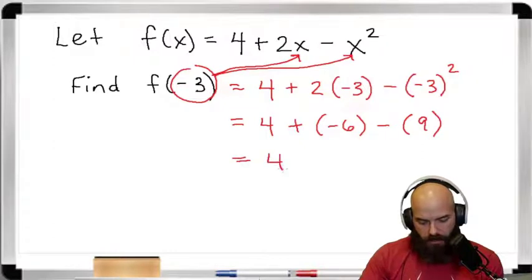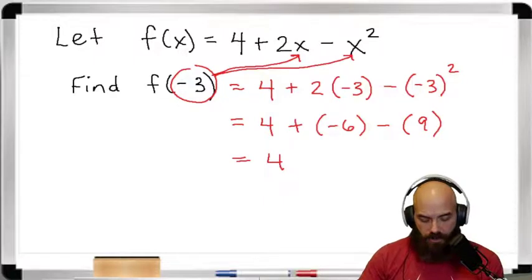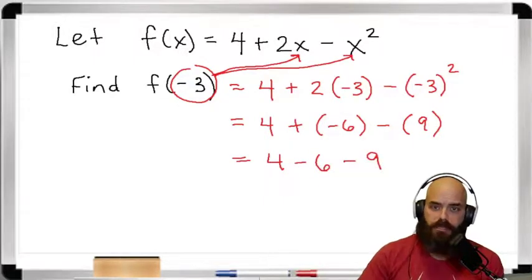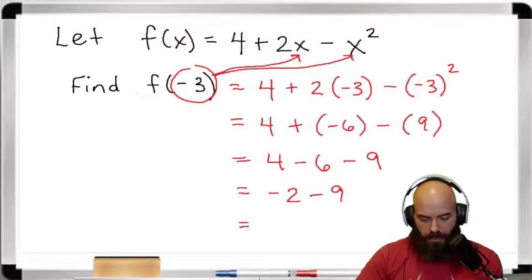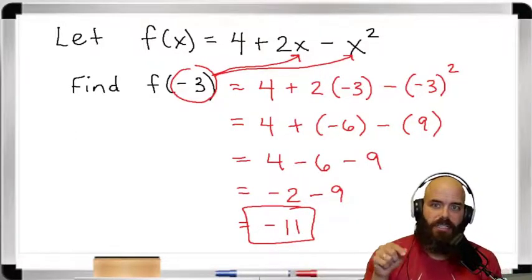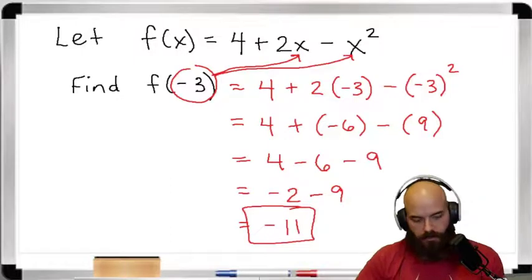So now there's no other multiplication going on. When you add a negative number, you're essentially subtracting. When you subtract a positive number, you're subtracting. Now we're going to go left to right. And we're going to have 4 minus 6 is negative 2. Minus 9 is negative 11. So if you were to graph this function in your calculator, I guarantee you there will be a coordinate negative 3, negative 11 on this graph. Right?